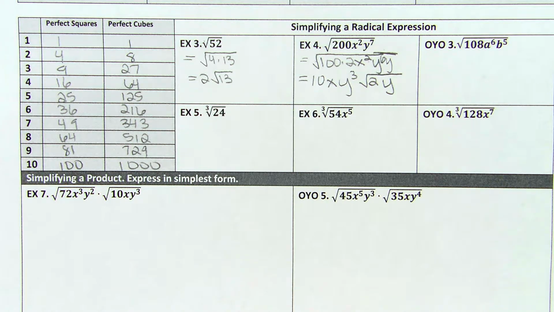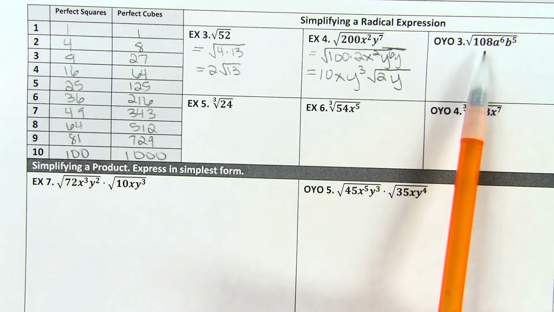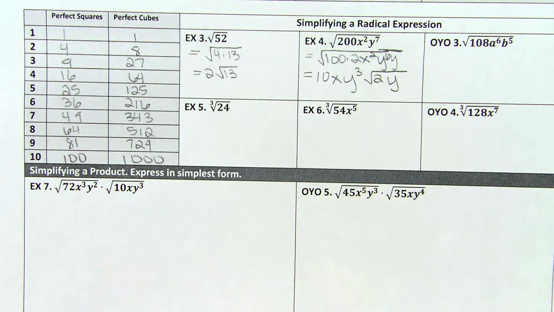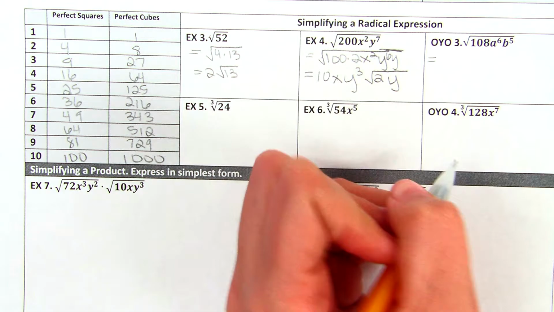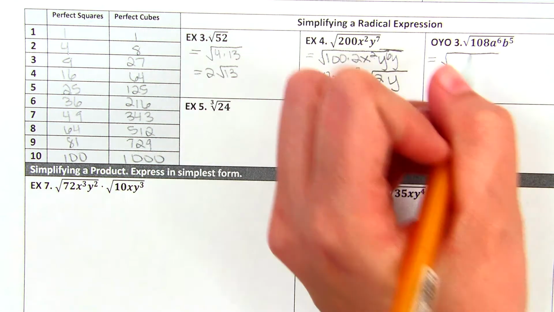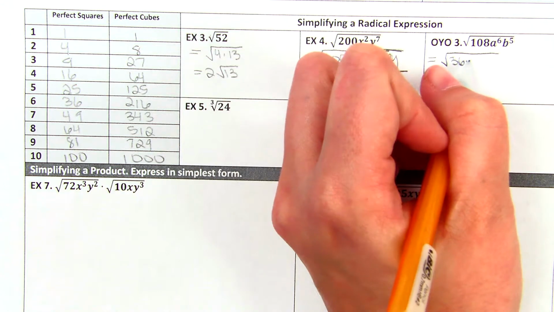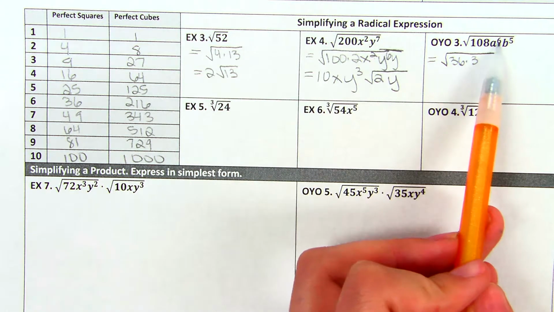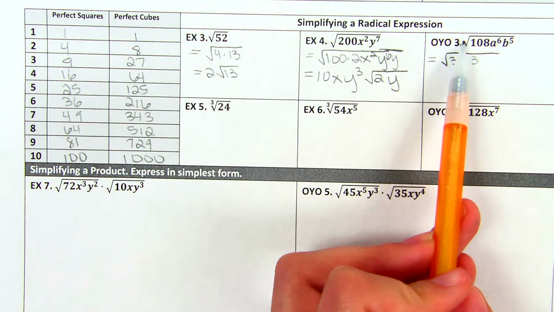So take a second, pause this video, try it on your own, and I'm going to go ahead and continue with its solution. We want to try to find all of the perfect squares that go into 108, a to the 6th, and b to the 5th. We want to simplify this. So starting off with 108, we should have found that the largest perfect square that goes into 108 is 36, and that's times 3. 6 is a multiple of 2. We're thinking multiples of 2 because it was a square root.